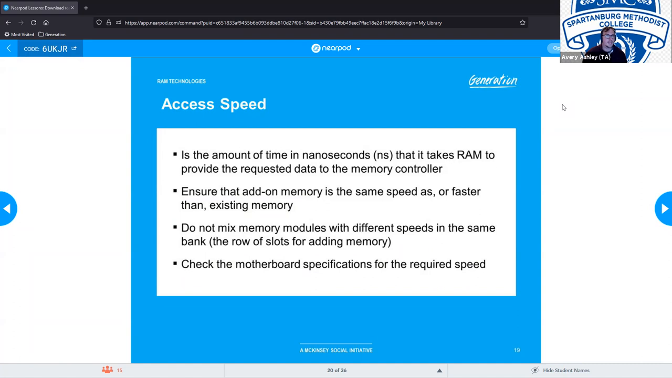And last thing, check the motherboard specification for the required speed. So if you look at your motherboard manual, either online or what they give you, it'll tell you what kind of RAM that it can take. And that's the type of RAM you will want to use to get the most that you possibly can out of your system.